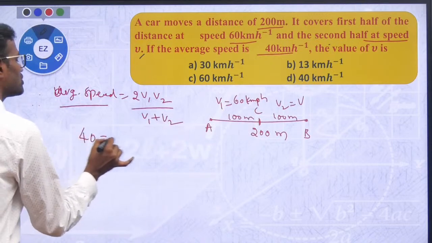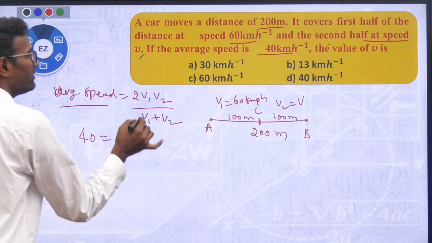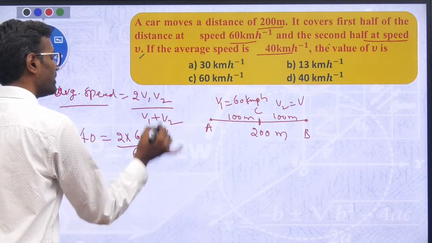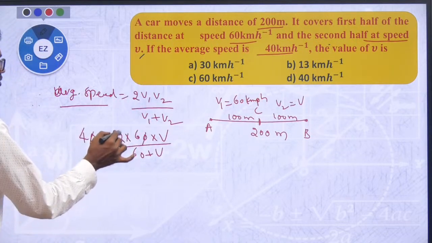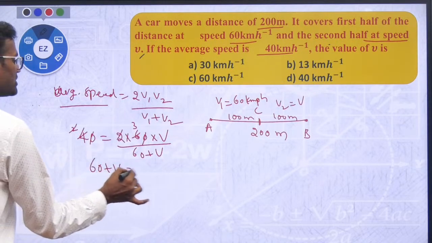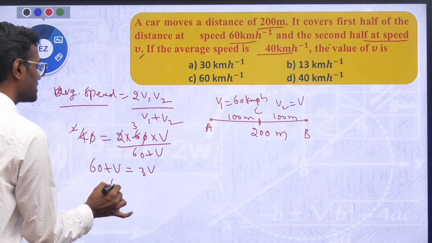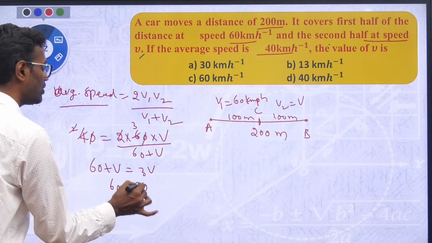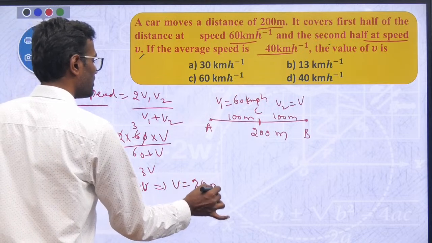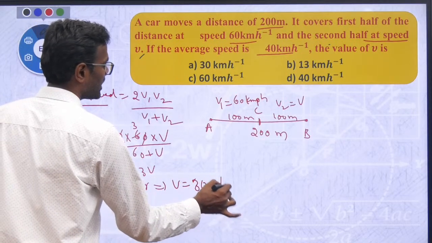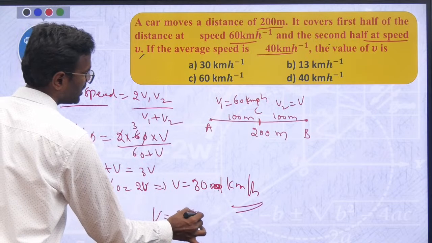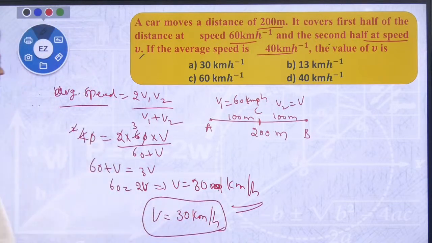40 is equal to 2 times V1, which is 60, times V2, which is V, divided by 60 plus V. So the zeros cancel. Now do cross multiplication. 60 plus V is equal to 3V, then 60 is equal to 3V minus V, that will be 2V. So 2V is equal to 60. We will get the answer in kilometer per hour. So V is equal to 30 kilometer per hour. This is your answer.